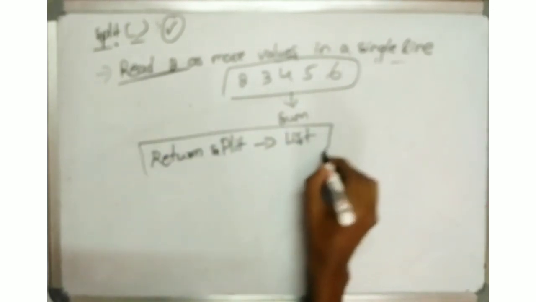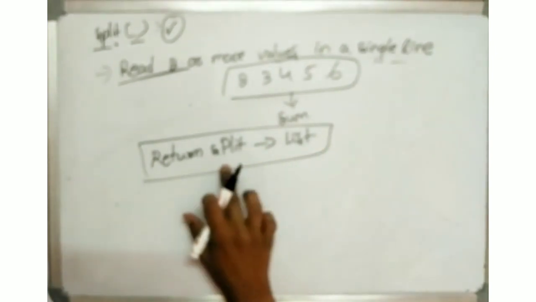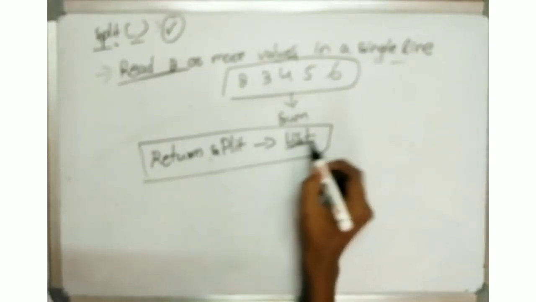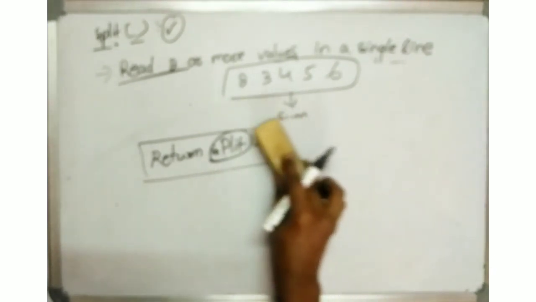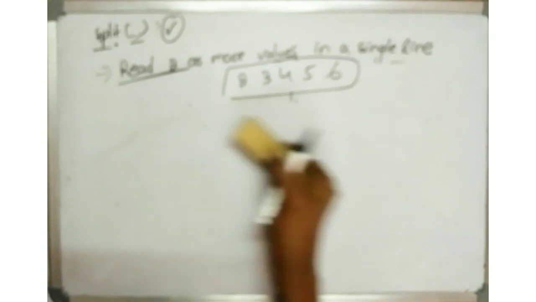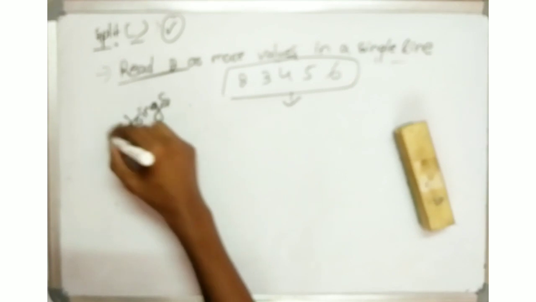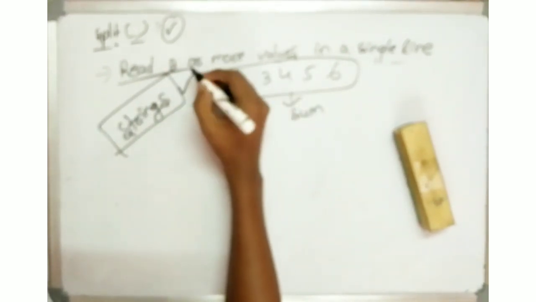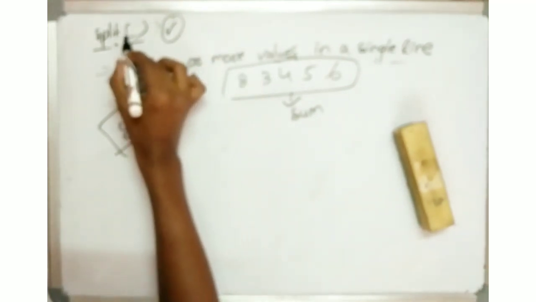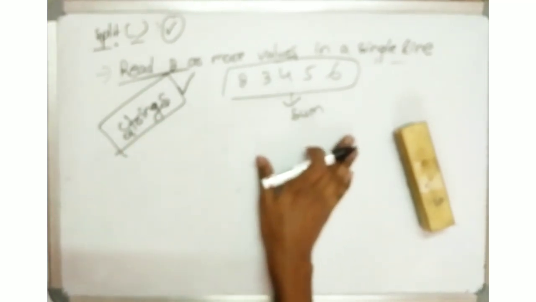Remember this one. If we are using only one function, one variable, split returns an object of list type, right? Okay. Split is a function which is only supported for strings. Remember this point also: split is only supported by strings. There is no split function for integers. These are the main points you need to remember.